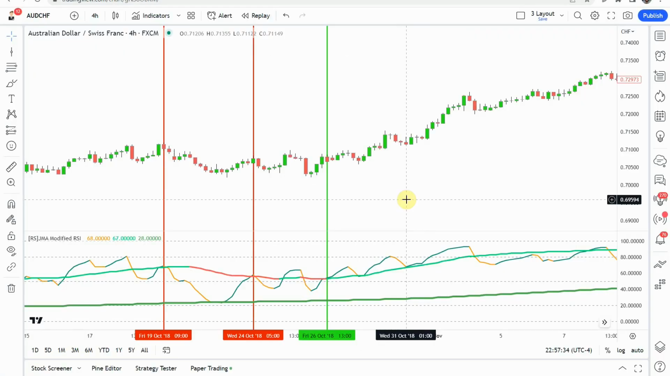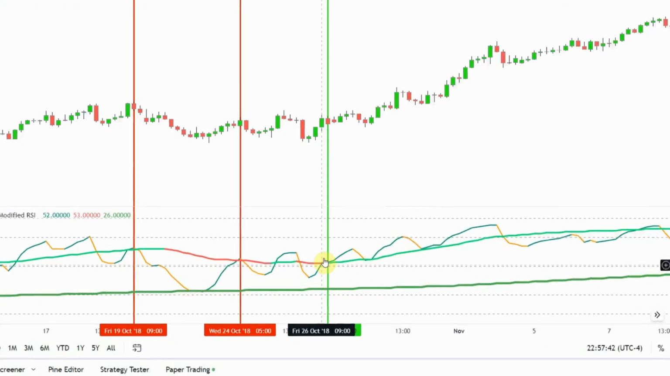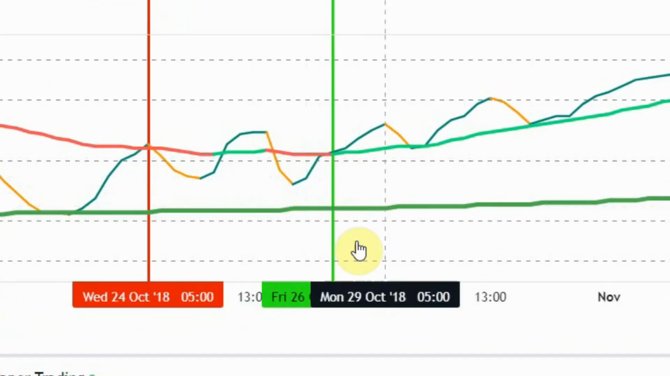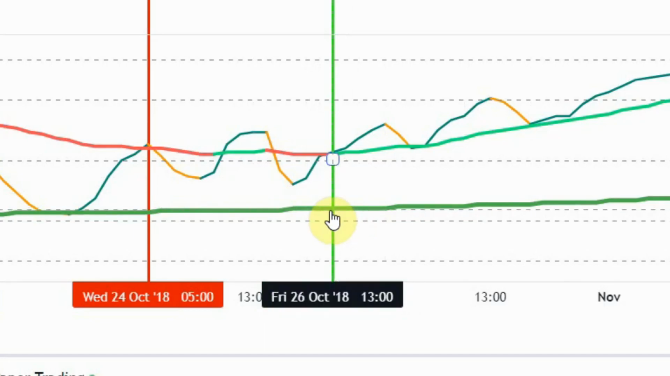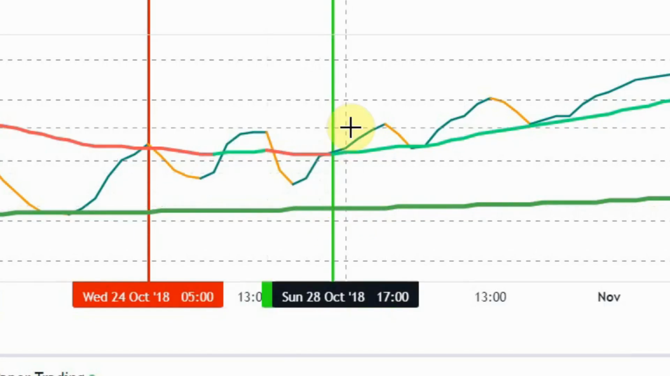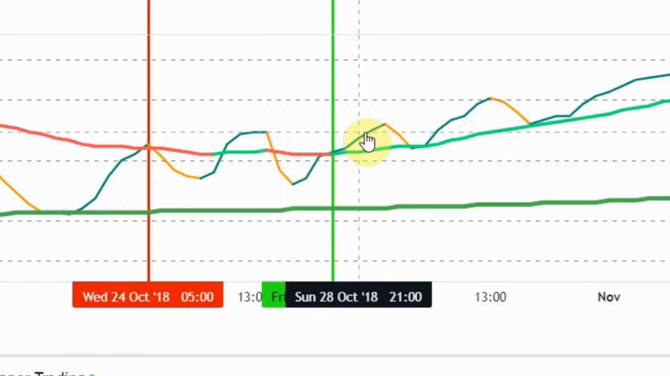Alright, as I said, today we are looking at an advanced testing of the JMA modified RSI. So what we have is three different lines here. We have the thicker or slower of the lines. We have a middle line here, which is a little bit thinner than that thicker line. And then we have the fastest of the lines, which is the thinner one here.